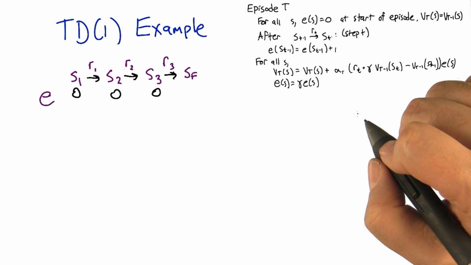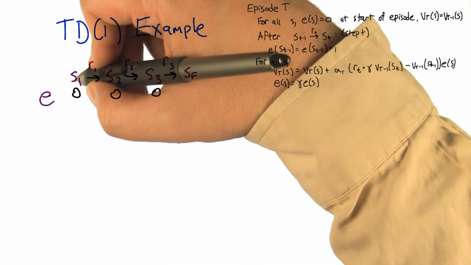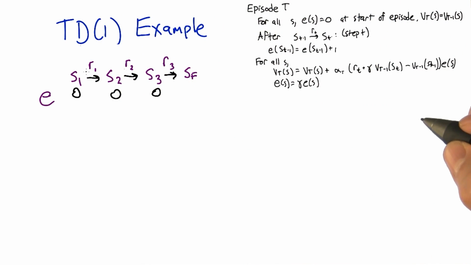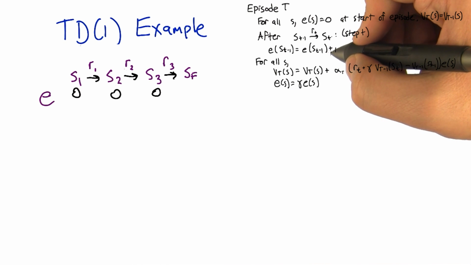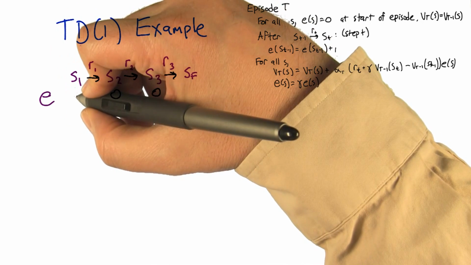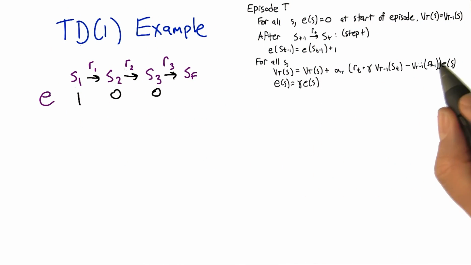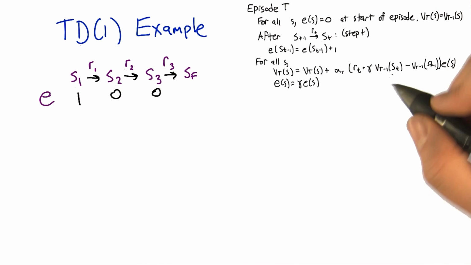All right, so now we make a transition. And the first transition we make is from S1 to S2 with reward R1. What does that do to the eligibility? Well, for S1, it sets the eligibility to 1. Good. All right. Then we're now going to loop through all the states, all of them, and we're going to apply this same little update to all of them.